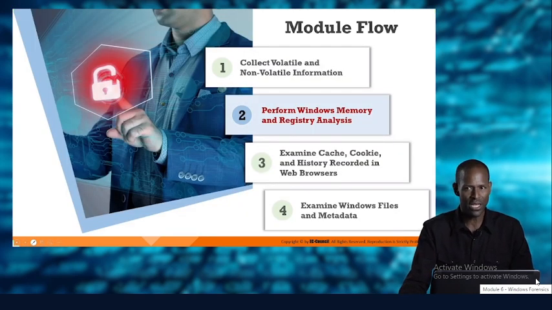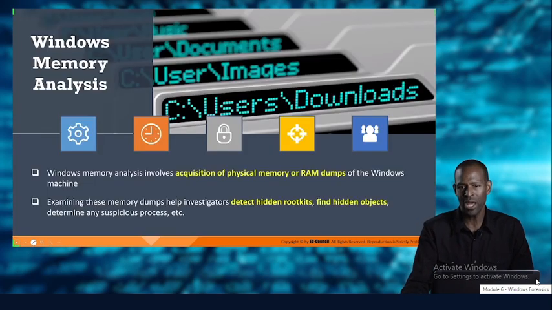That brings us into the next area for Windows data collection, which is performing Windows memory and registry analysis. So with Windows memory analysis, we have the ability to check RAM, random access memory, the physical memory of a computer system, examining memory dumps, detecting hidden rootkits, looking for hidden objects, suspicious processes.